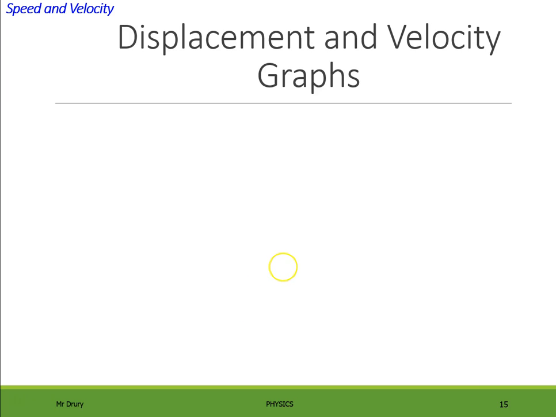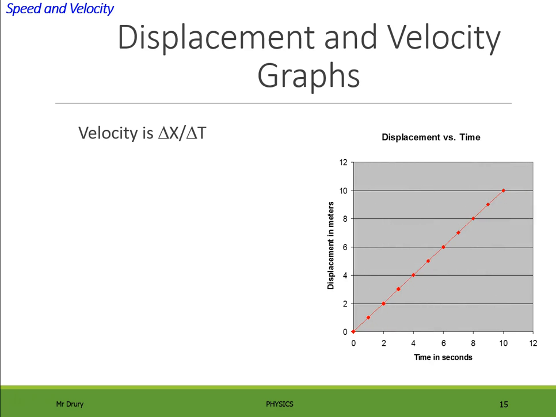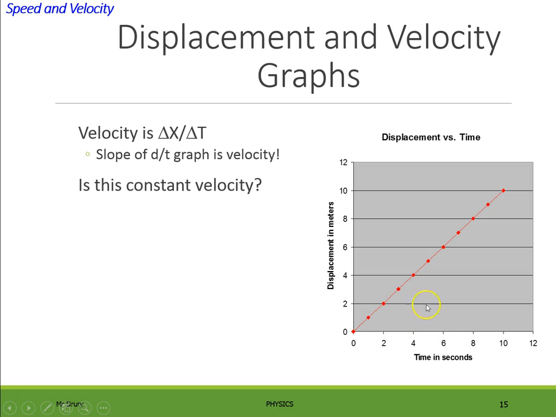Let's look a little bit more at graphing to see if we can understand what these two terms mean and how displacement and velocity are related. We know that velocity is change in position over change in time. So if we have displacement in meters versus time in seconds on a graph, and we take the slope of this graph, the slope would be displacement over time, which is indeed velocity. But the question arises, is it a constant velocity?